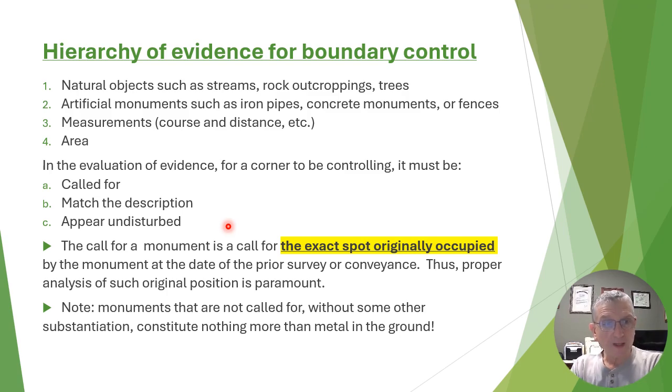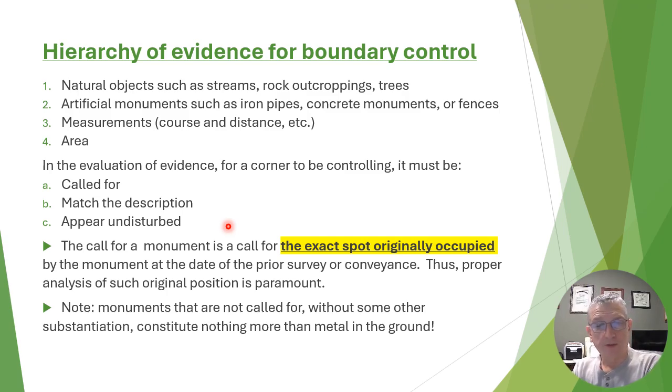So for a corner to be held, it needs to meet these 3 conditions: called for, match the description, and appear undisturbed. If you believe the pin's been pulled up and moved, then you can disregard it and set one where you think it was. And the call for a monument is a call to the exact spot originally occupied by the monument at the date of the prior survey or conveyance. So proper analysis of determining an original position is paramount.